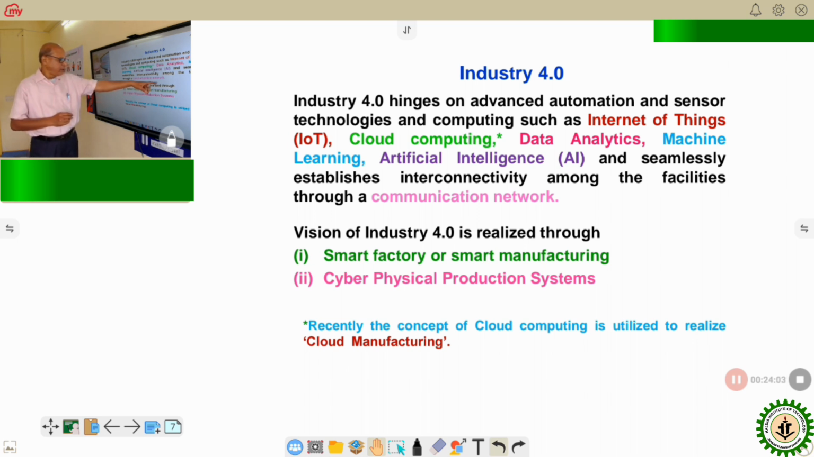The vision of Industry 4.0 is realized through the smart factory or smart manufacturing and the cyber physical production systems. That means, if you go to the title of this particular presentation, I have mentioned smart manufacturing and cyber physical production system in the context of Industry 4.0. So the smart factory or smart manufacturing and cyber physical production system are the two iconic representations of the Industry 4.0 paradigm. Now both are not dissimilar, both are the same. Only the perspective or viewing is different. When you talk about the smart factory, the smart manufacturing, all the activities of the particular organization should be driven by the data, and it must have a smart component.